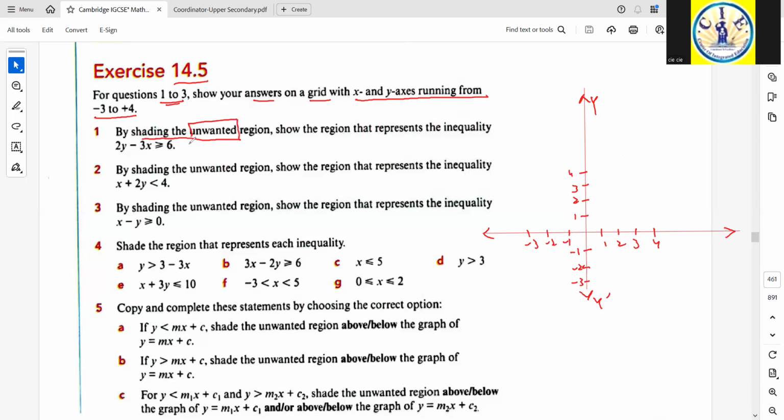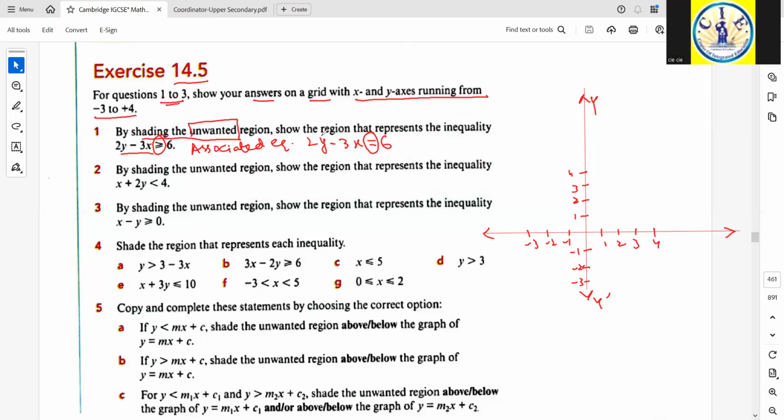Okay, now by shading the unwanted region, the region that we do not require, show the region that represents the inequality, this one. Okay, first of all, we need to see what is the associated equation. We just need to replace the inequality sign with an equality sign. So this is the associated equation given the inequality.